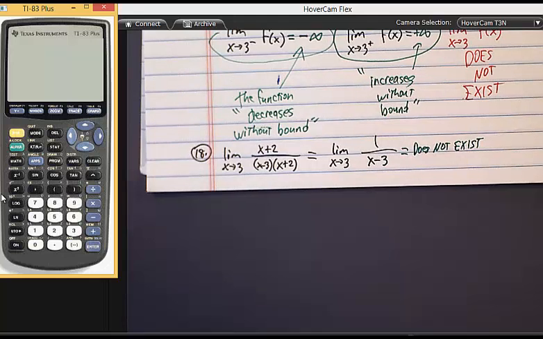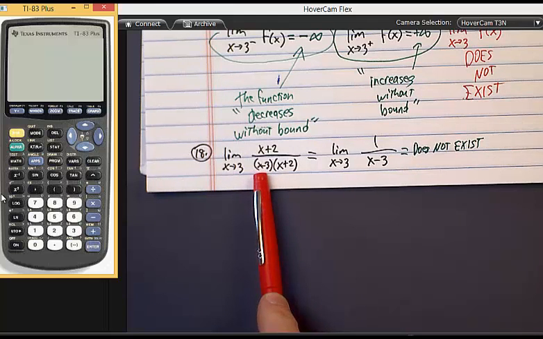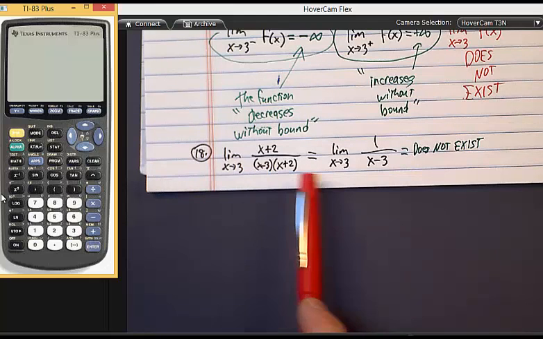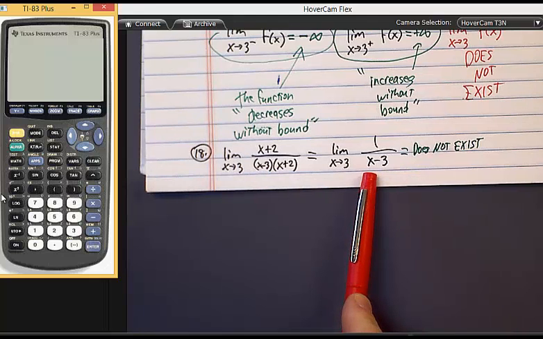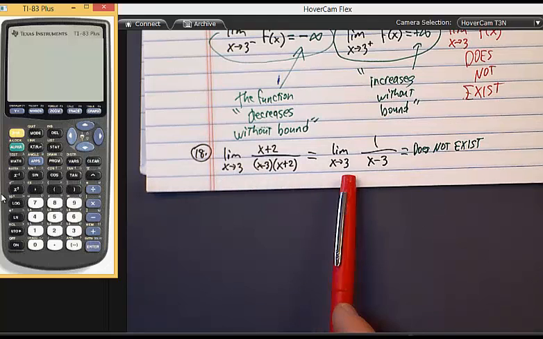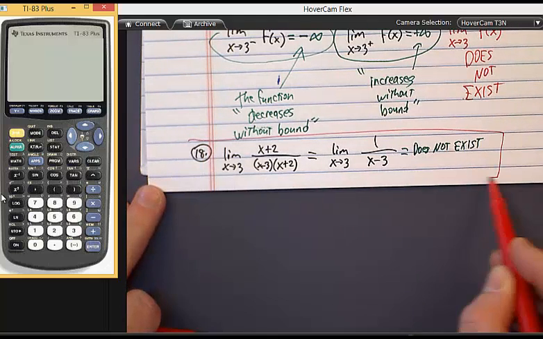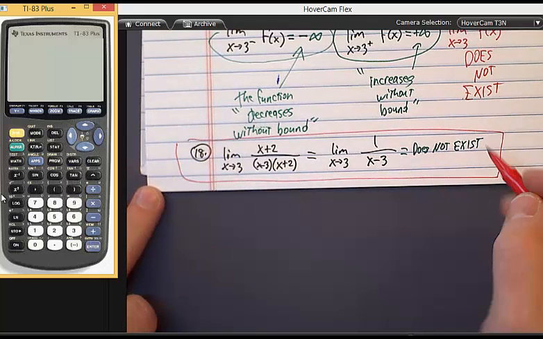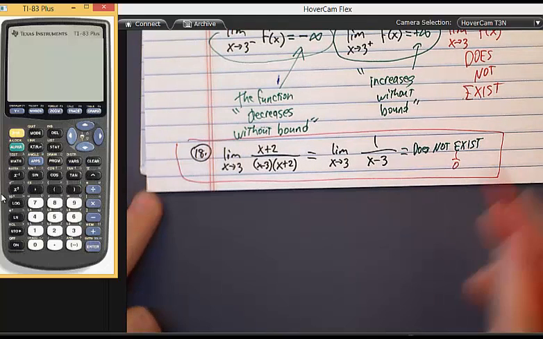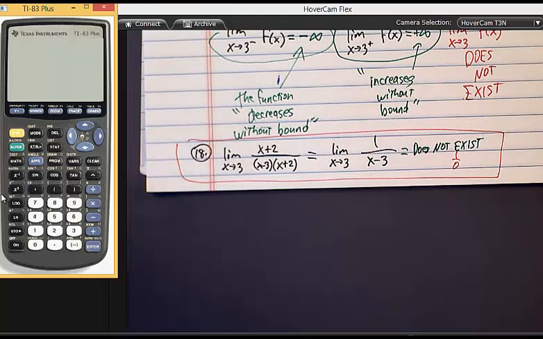Whereas, what if I asked you guys the limit as x approaches negative 2? Well, here you'd get 0 over 0, and you'd say, oh, indeterminate. So then you'd cancel. Could you put a negative 2 in here? Sure. You get negative 1/5. So you could take the limit as x approaches negative 2. But you can't take the limit as x approaches 3. That one does not exist. I get 1 over 0. That does not exist. That's an asymptote. You guys follow?